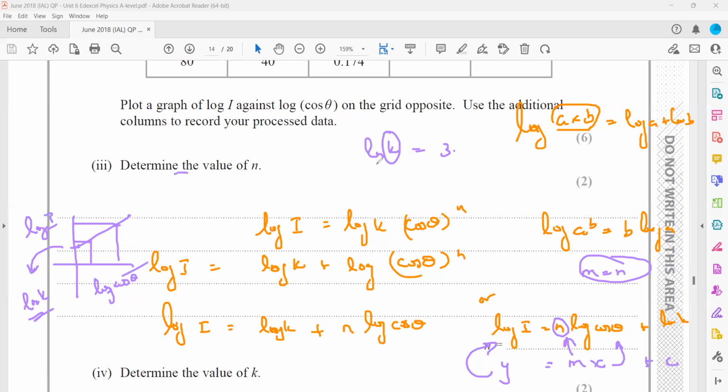To get k, we take the anti-log. So log k equals a certain value of the y-intercept, and then we take the anti-log. So k equals 10 raised to power 3. This is just an example, like the y-intercept is 3.2. So we'll take the anti-log of 3.2, or 10 raised to power 3.2. That will give us the value for k.